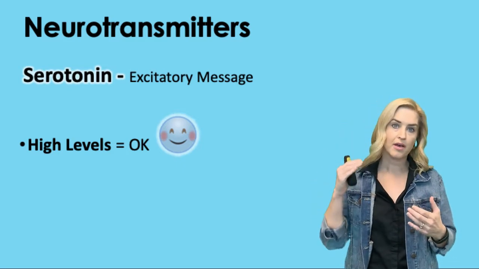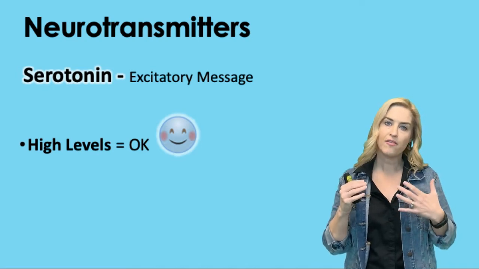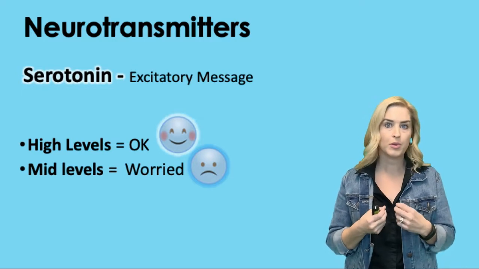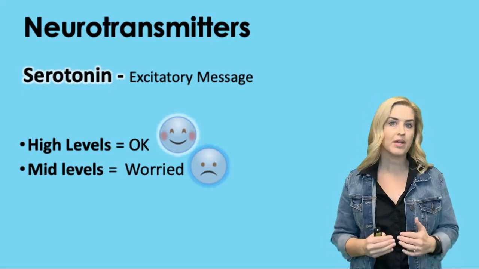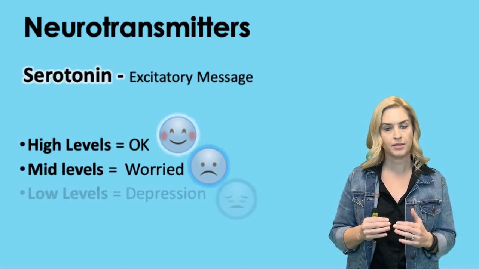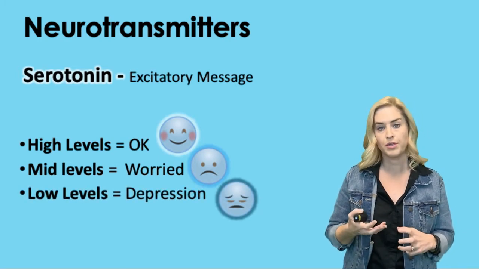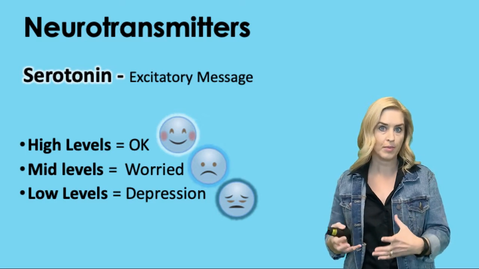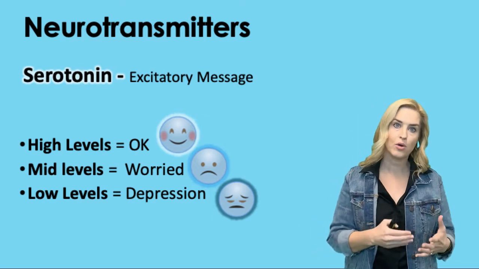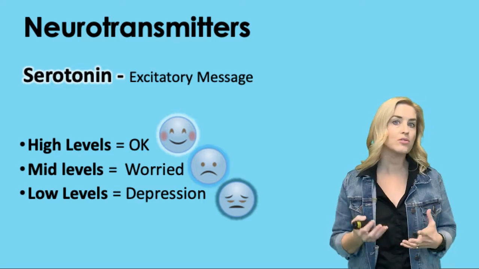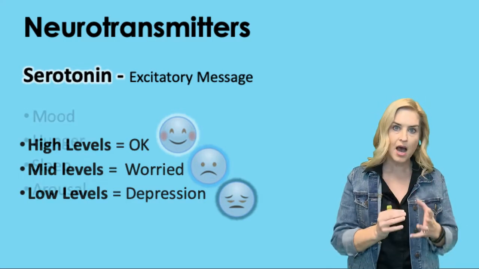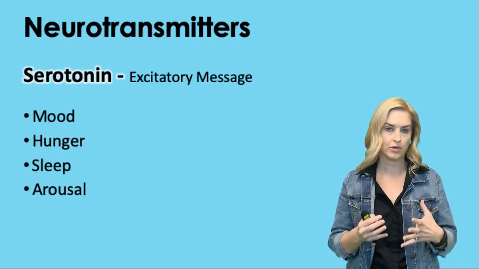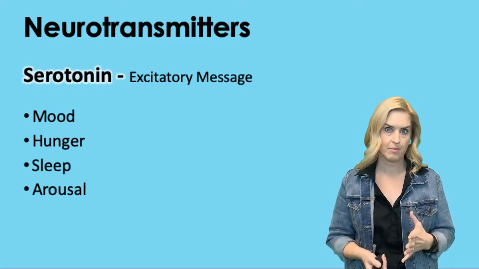As our serotonin levels come down, when we have a more mid-level of serotonin in our system, we might start to get worried or experience some anxiety. And then when we have low levels of serotonin in our system, this is where some individuals experience depression. We see a large number of people who are diagnosed with major depressive disorder also have low levels of serotonin. Now, please note that serotonin is not the only neurotransmitter that is involved with mood, hunger, sleep, and arousal. This is simplifying this process very much.